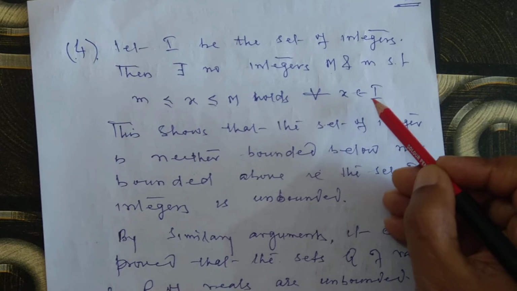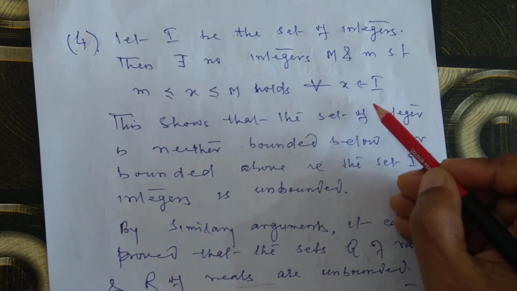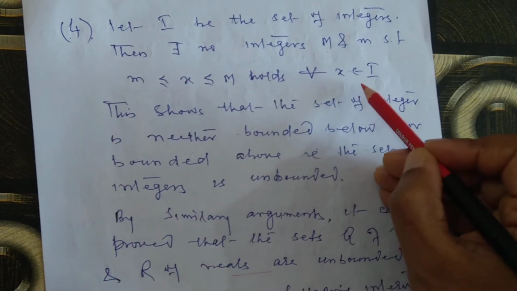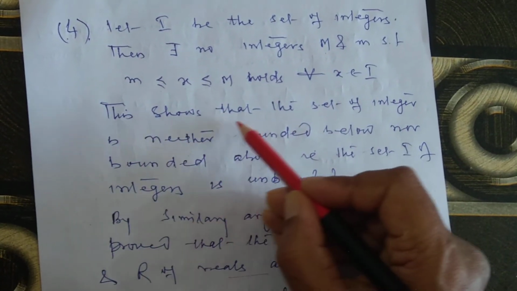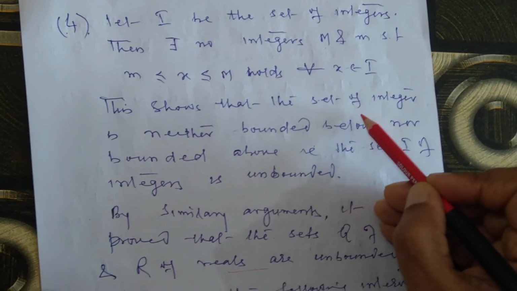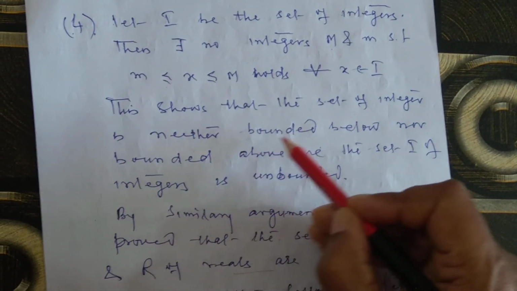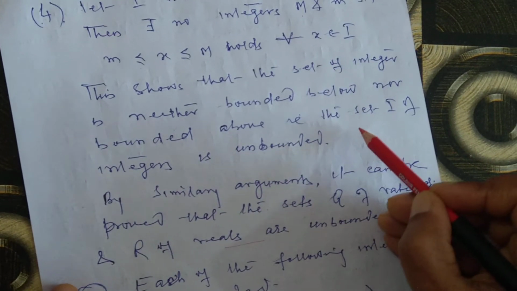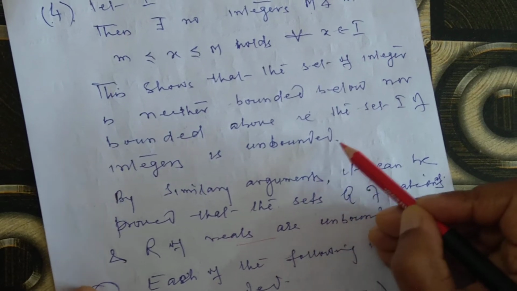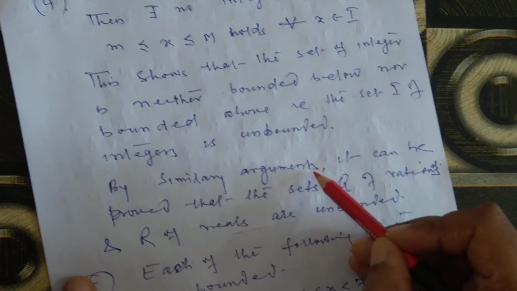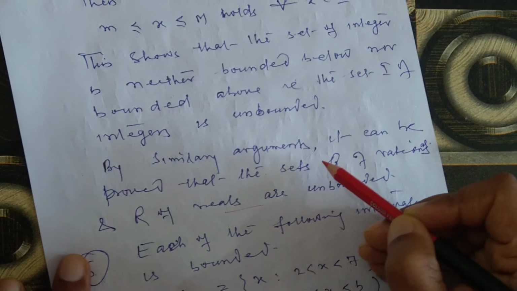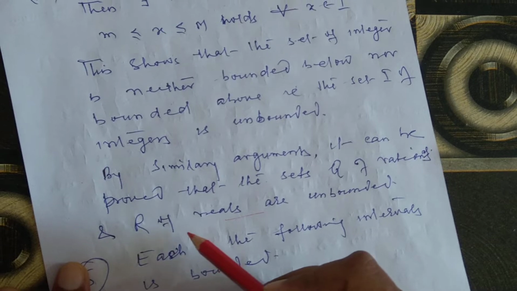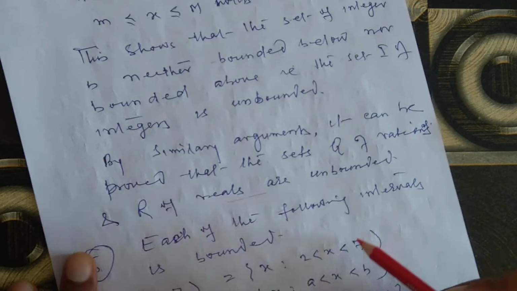As we know that in the set of integers there is no greatest member and there is no smallest member of this set. This shows that the set of integers is neither bounded below nor bounded above. That is, the set I of integers is unbounded. By similar arguments, it can be proved that the sets Q of rational numbers and R of real numbers are unbounded.